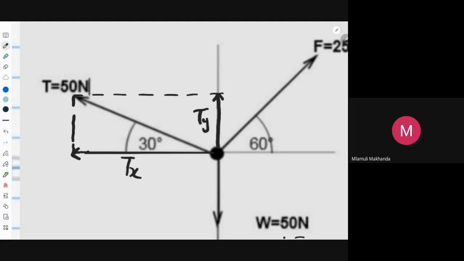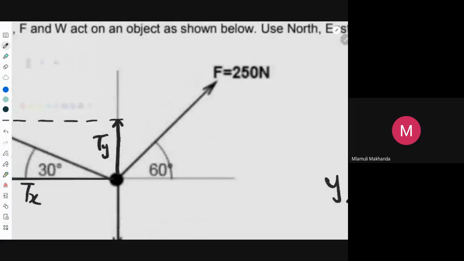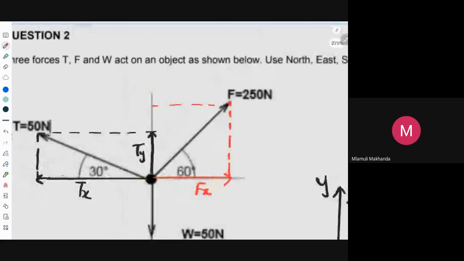So I'll have these two. Now, let's do the same for F. Let's use a different color for F. We'll have F. Okay, we'll have Fx going there, right? And then we'll have Fy. Fy is longer than Ty going there.